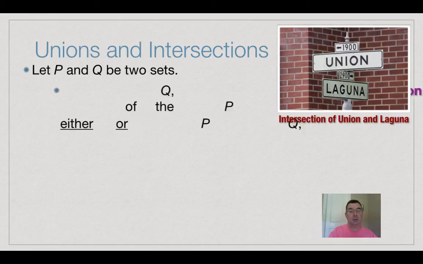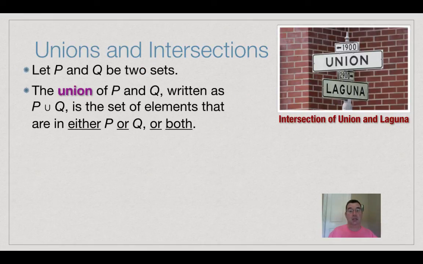Okay. Now let's talk about unions and intersections of sets. So P and Q are going to be two sets. The union is going to be written as P ∪ Q. And that's the set of elements that are either in P, or they're in Q, or they're in both. And we'll only list each one once, even if it appears in both sets.